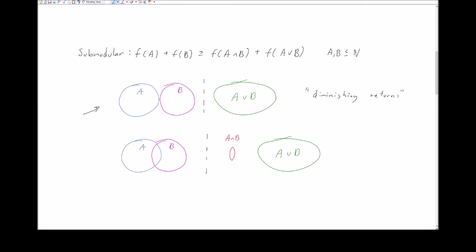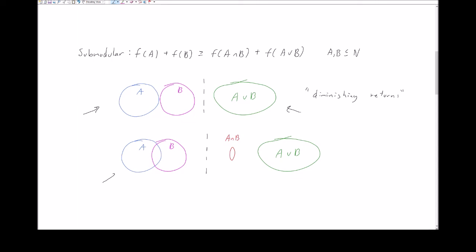Here we have two sets A and B, and they're disjoint from one another. What submodularity says is that if we evaluate the function at A and add the function evaluated at B, that's going to be greater than evaluating the function at A and B together. That is, when we pool A and B, we somehow get a diminishing return by pooling A and B together. The specific idea behind submodularity is that we can handle both sets that are disjoint and sets that aren't disjoint.